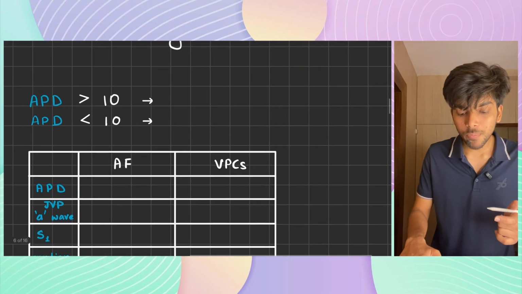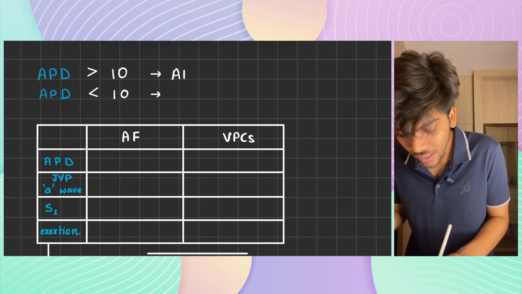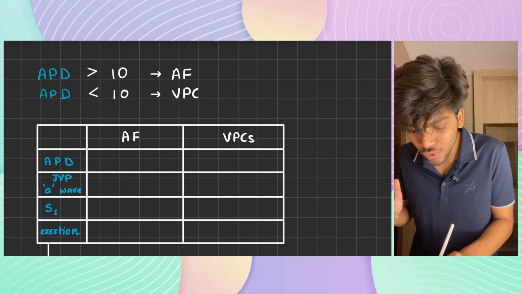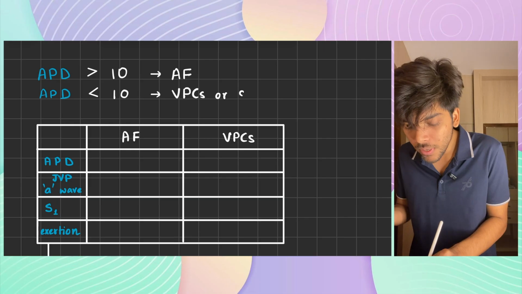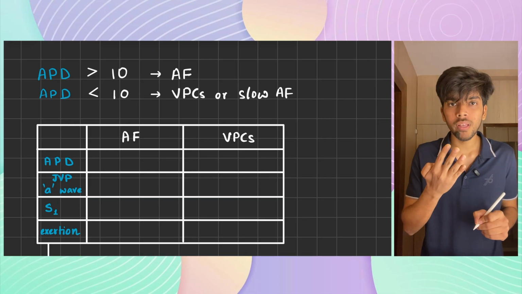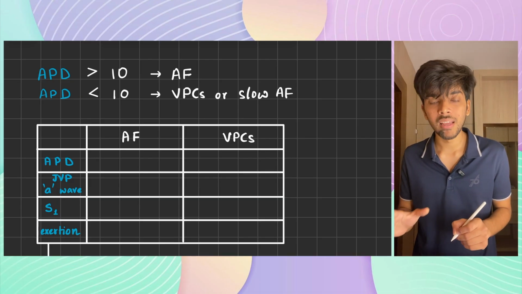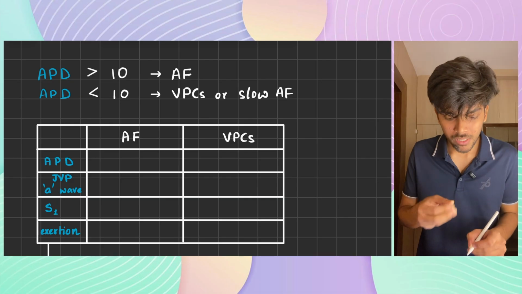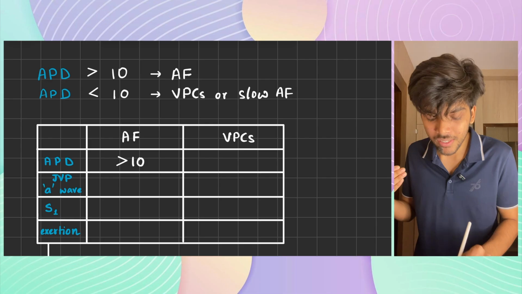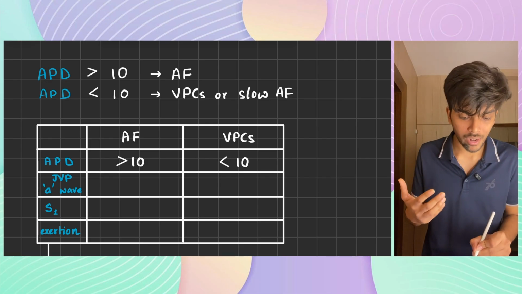If the apex pulse deficit is greater than 10, then it's for sure atrial fibrillation. If it is less than 10, then it is ventricular premature contraction, or it could be a slow atrial fibrillation. There are four ways to differentiate between atrial fibrillation and ventricular premature contractions. Number one, apex pulse deficit. If it is greater than 10, it is for sure atrial fibrillation. If it is less than 10, it's most probably ventricular premature contraction.